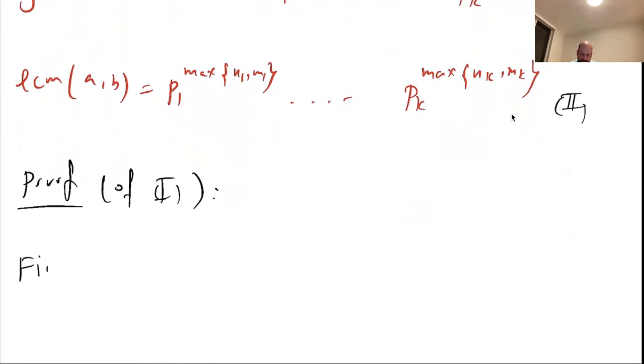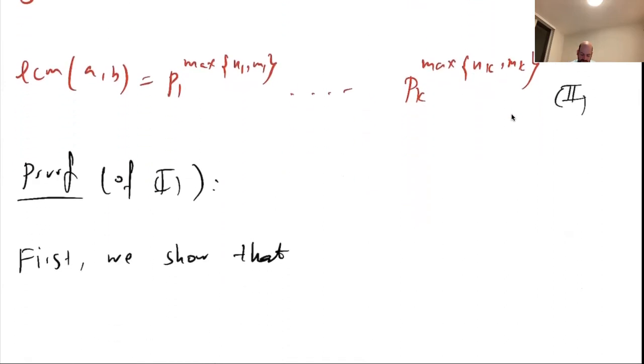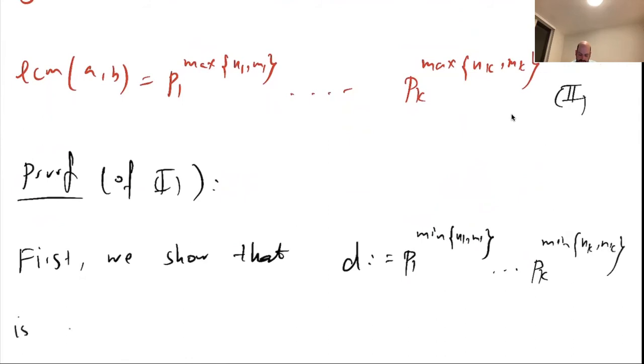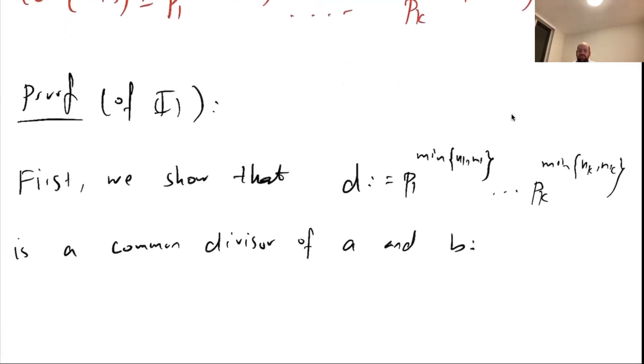So first, we show that D, which equals P1 to power minimum of N1 and M1, all the way to Pk to power minimum of Nk and Mk, is a common divisor of A and B. So what is a common divisor? That means I have to show that it's a divisor of A and also a divisor of B.